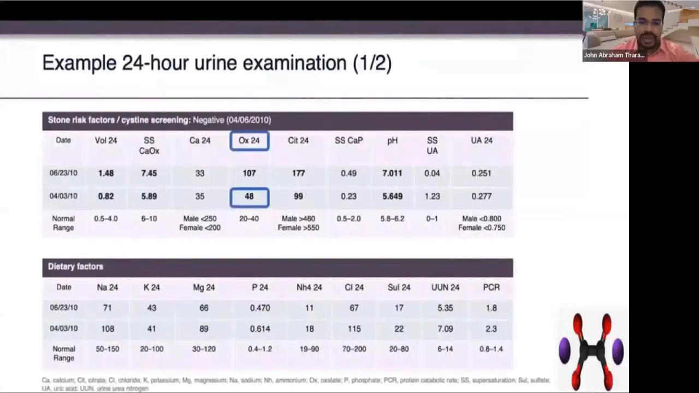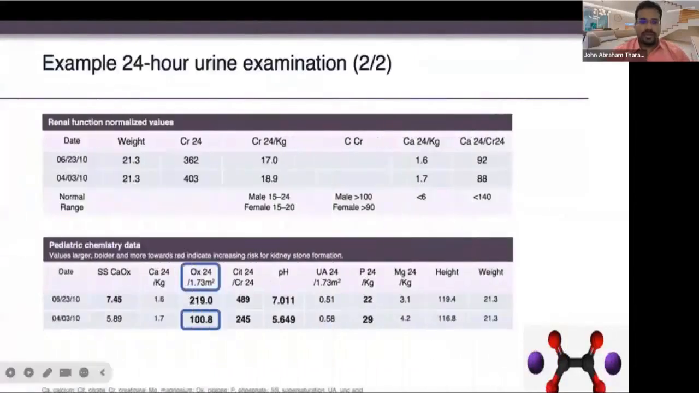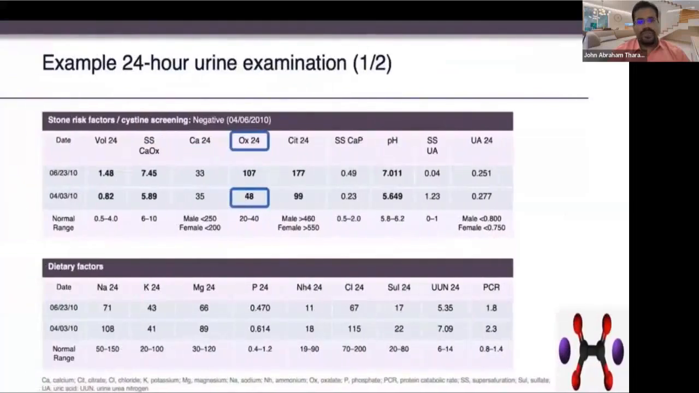Hello, I think I'm hearing my own voice. So this is for the postgraduates also to understand.